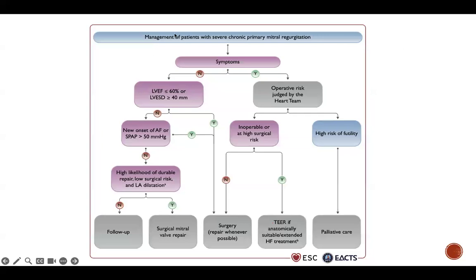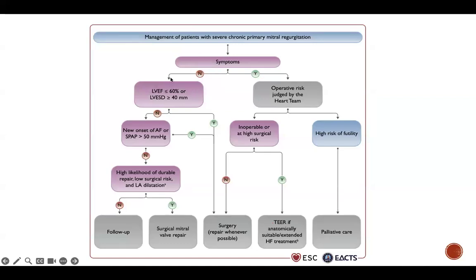Again, here to summarize it, patient with severe chronic primary mitral regurgitation. Focus here that they said severe, chronic, and primary mitral regurgitation. So we're not talking about secondary mitral regurgitation. So if the patient has symptoms, go straight away for surgery, given that the patient is not at high risk of futility, meaning the expected life expectancy.